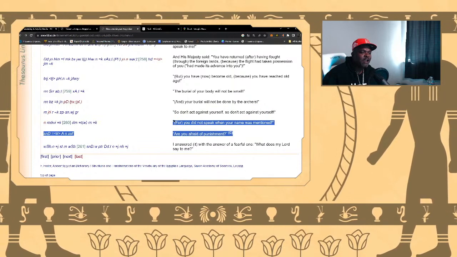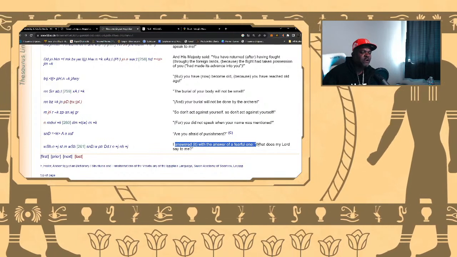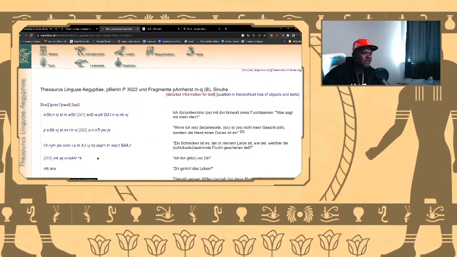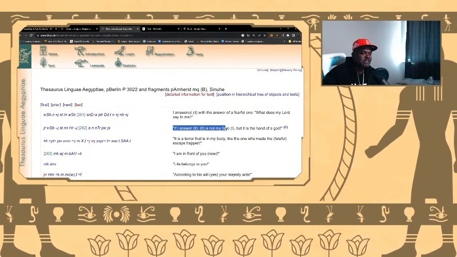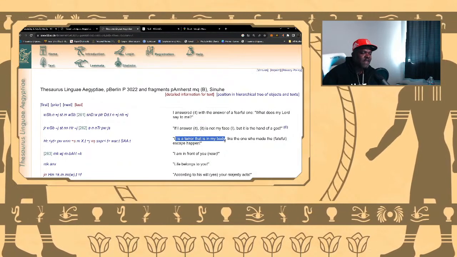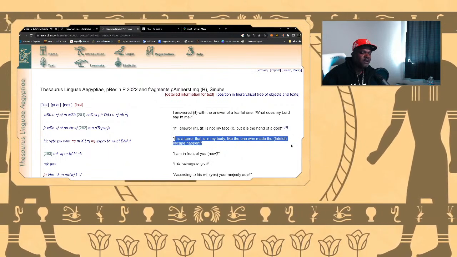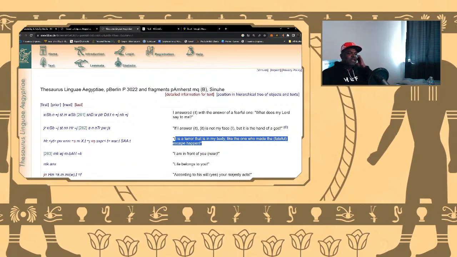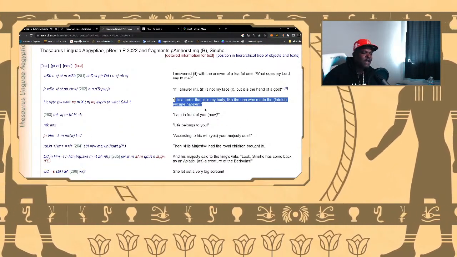So he came back creeping and spooked. I answered it with the answer of a fearful one. What does my Lord say to me? He like, what you mean? Am I afraid of punishment? If I answered it, it is not my face, but it is the hand of God. It is the terror that is in my body, like the one who made me fear made the fateful escape happen. So he be getting spooked and he be wanting to flee. Fight or flight. He got flight.